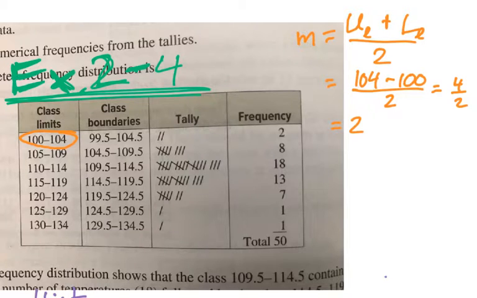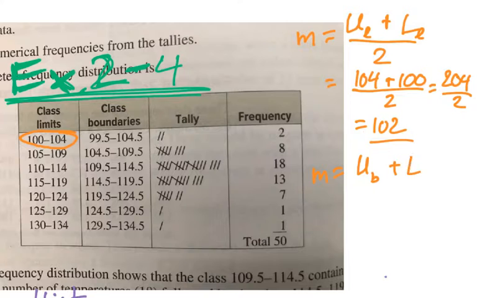And this is U subscript L plus L subscript L, all divided by 2. So this should be 104 plus 100. This is 204 divided by 2. So it works out as 102. All right. If we do it like this, the midpoint equals U subscript B plus L subscript B all divided by 2. It makes sense, right? We want to find the middle. We're meeting in the middle, so we're just going to take the average of 2 numbers.